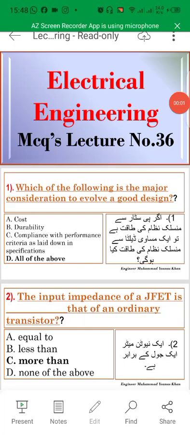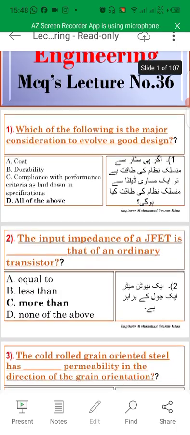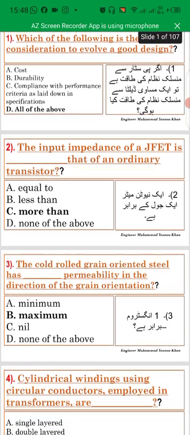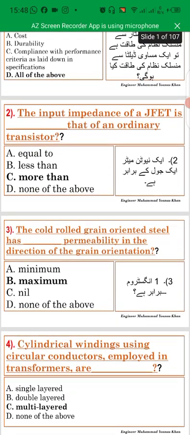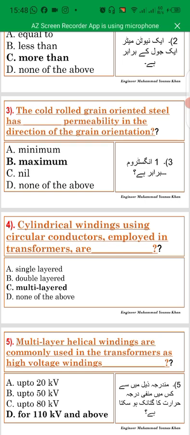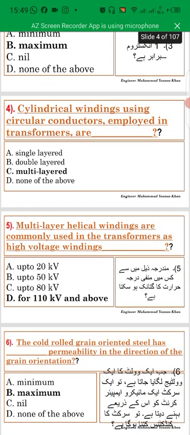Which of the following is the major consideration to evolve a good design? Cost, durability, compliance with performance criterion as laid down in the specification. The input impedance of a JFET is more than that of an ordinary transistor. The cold rolled grain oriented steel has maximum permeability in the direction of the grain orientation.